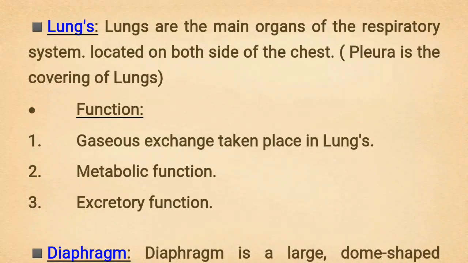Lungs. Lungs are the main organs of the respiratory system, located on both sides of the chest. Pleura is the covering of lungs. Function: gaseous exchange takes place in lungs. Metabolic function. And number 3 is excretory function.